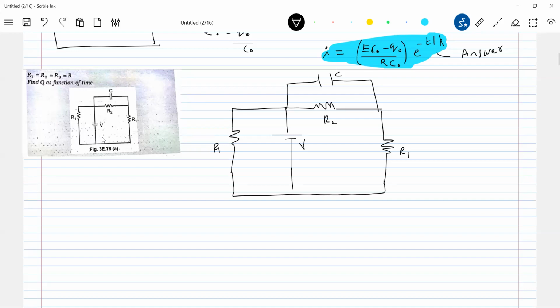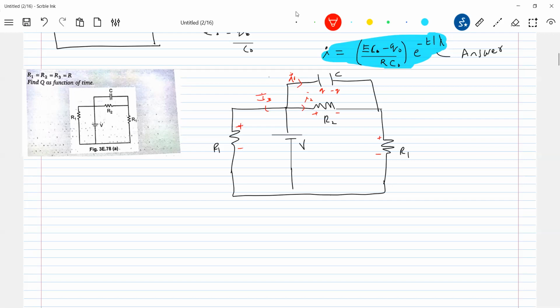So let the current flowing through the capacitor be I1. Let the current here be I2. Let this be I3. This will be a fixed current, so I'll write capital I3. Where the current is variable, I'll put small letters. So let the charge be plus Q, minus Q. Polarity plus minus, plus minus.